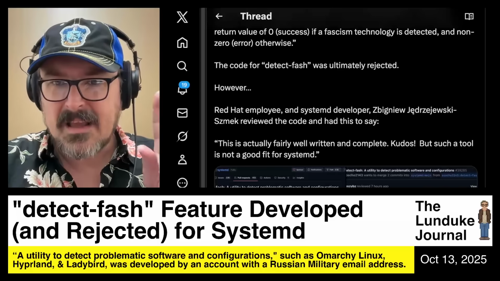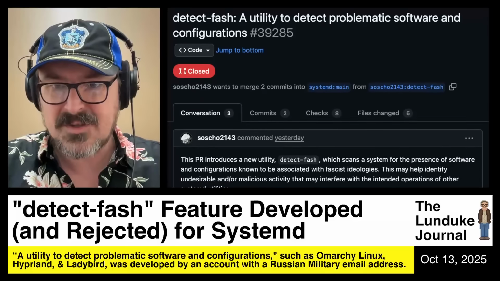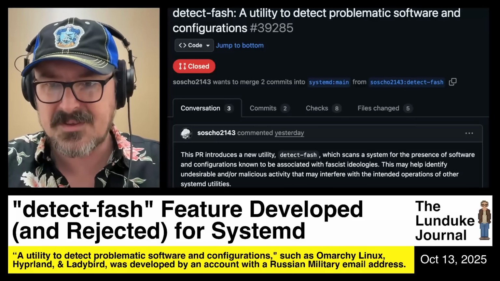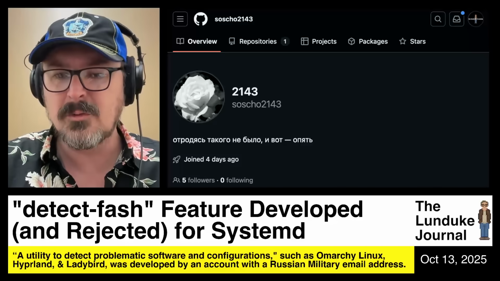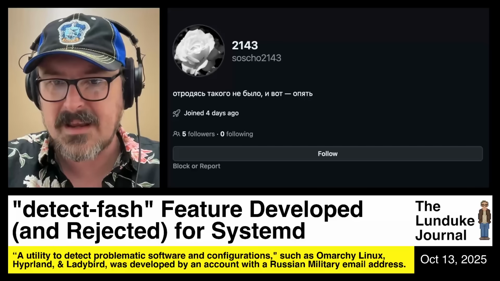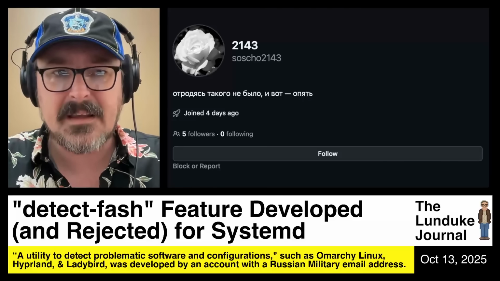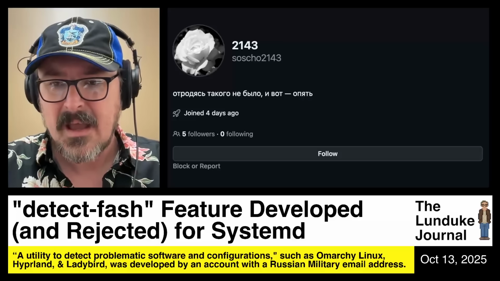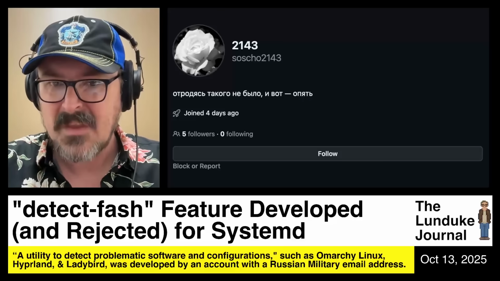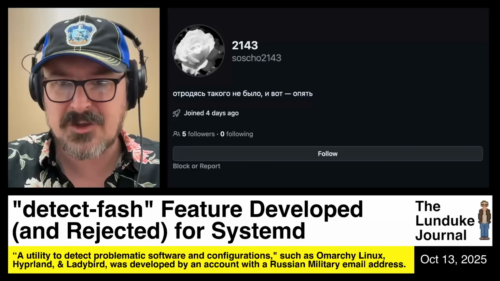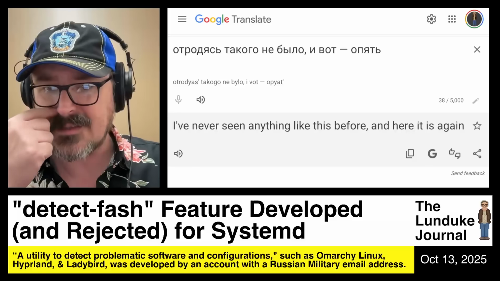This story, though, gets a lot weirder, because the person who made this particular pull request, who developed this code, went by this handle, SauceCho2143. Now, SauceCho2143 has an account that is only 4 days old on GitHub. But it is a verified account with a verified email address, and it has 5 followers, and he submitted some code and whatnot. And he has some writing here in Russian, and I don't speak Russian, so I plopped it into Google Translate to see what it is. This is on his GitHub profile.